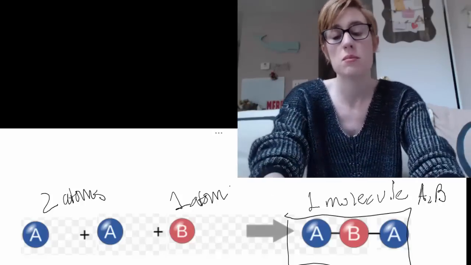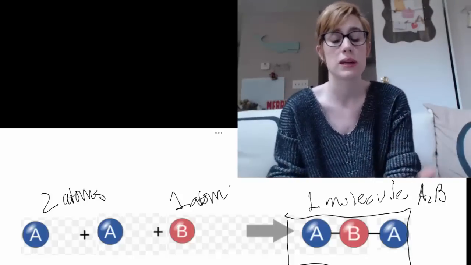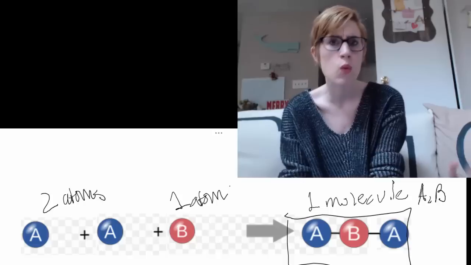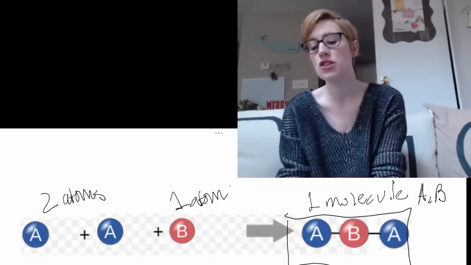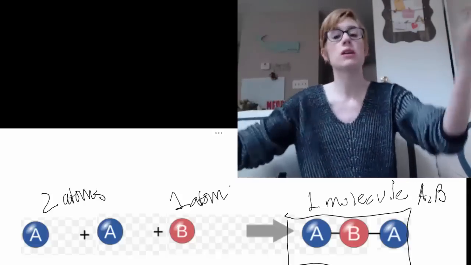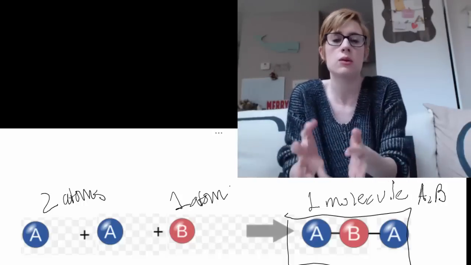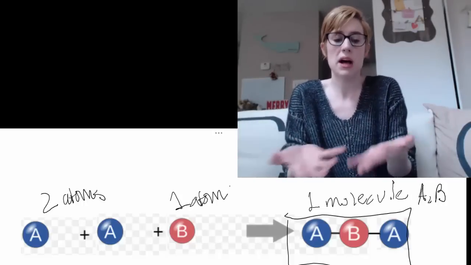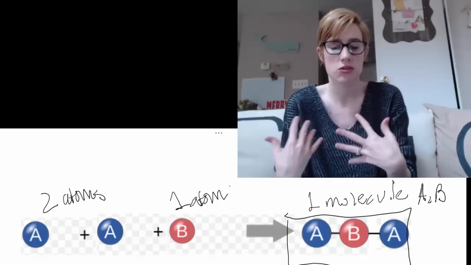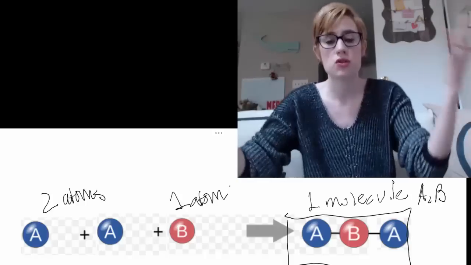But this isn't practical. Even though this is how we've always seen our reactions, it is not practical because in the lab, we never just want to make one molecule of A2B. We want to make millions and millions of this product. We don't want just one molecule. What are we going to do with that? And it's really impossible for us to measure, especially in our high school chemistry labs. So we have to measure something much bigger, much greater.